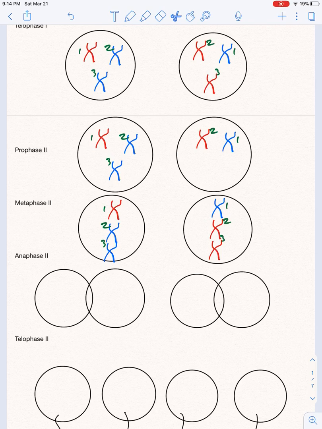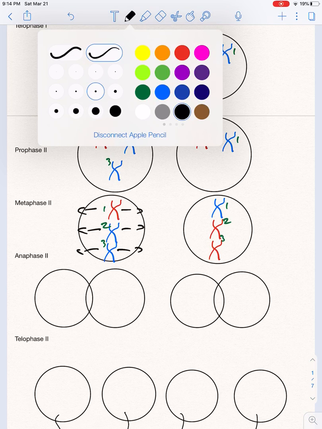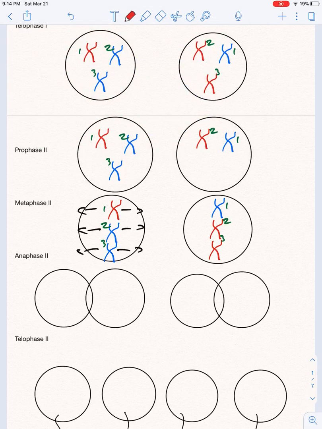So metaphase, we're always aligning. Anaphase, we're always separating. So in this case, we're going to separate our sister chromatids or our chromatid pairs. So we're going to do something like this. So in each of these cells, we should end up with a 1 here and a 1 there. Okay.